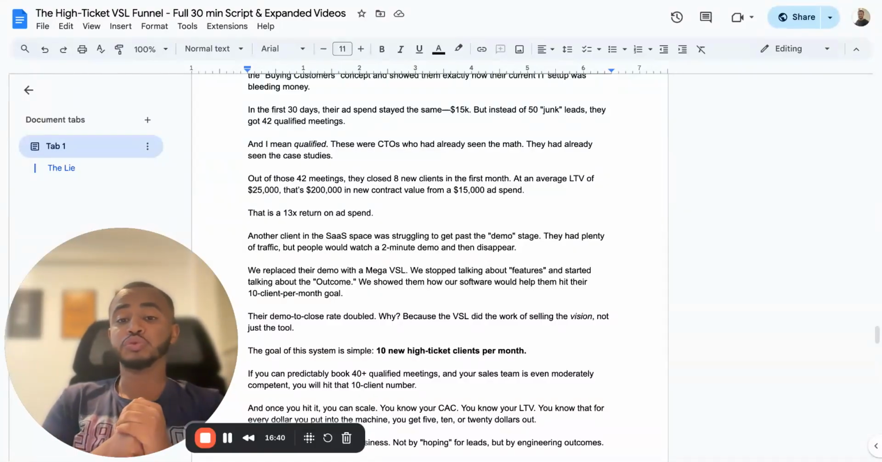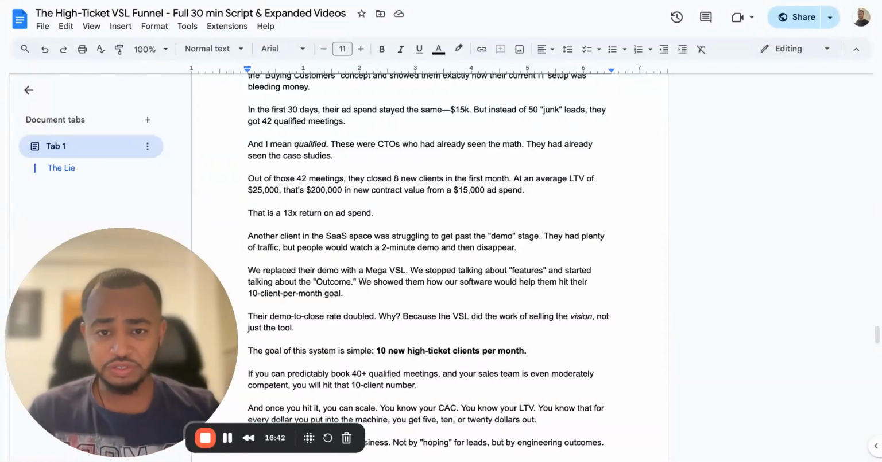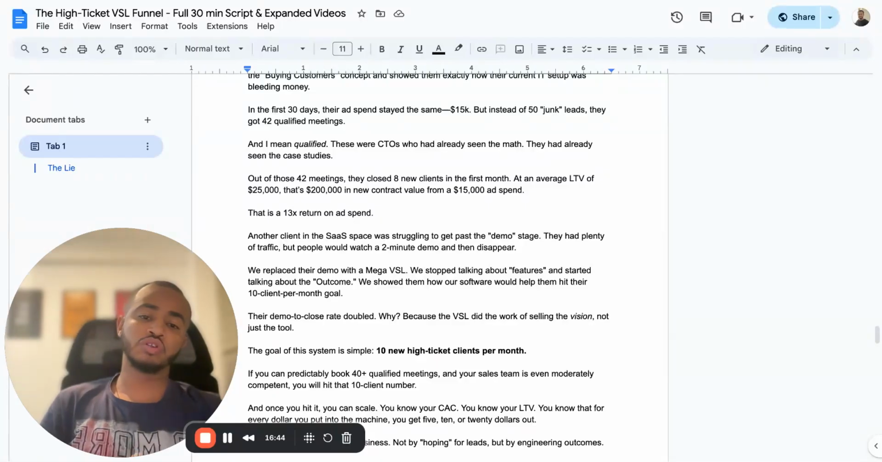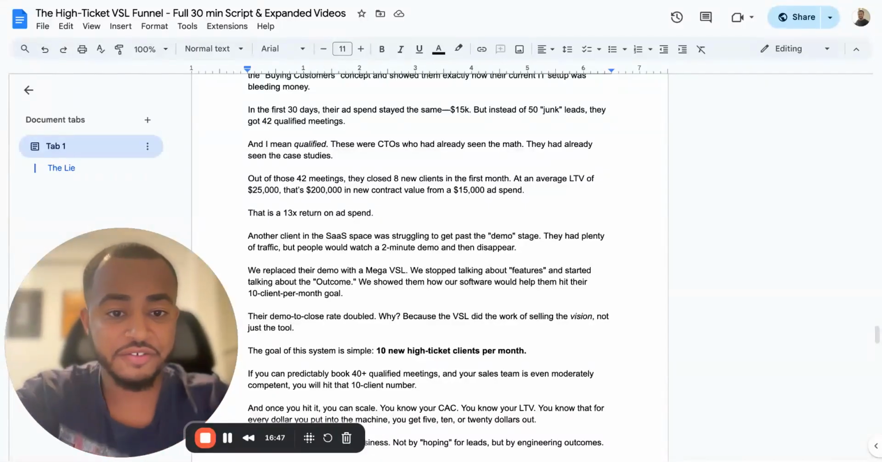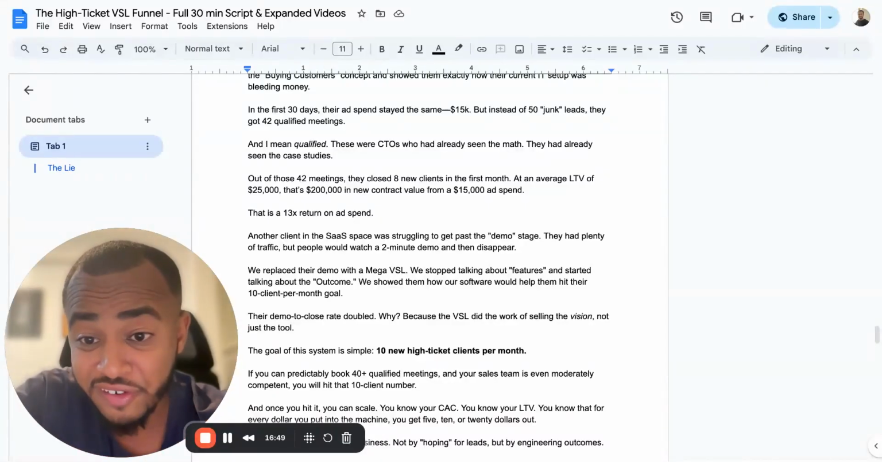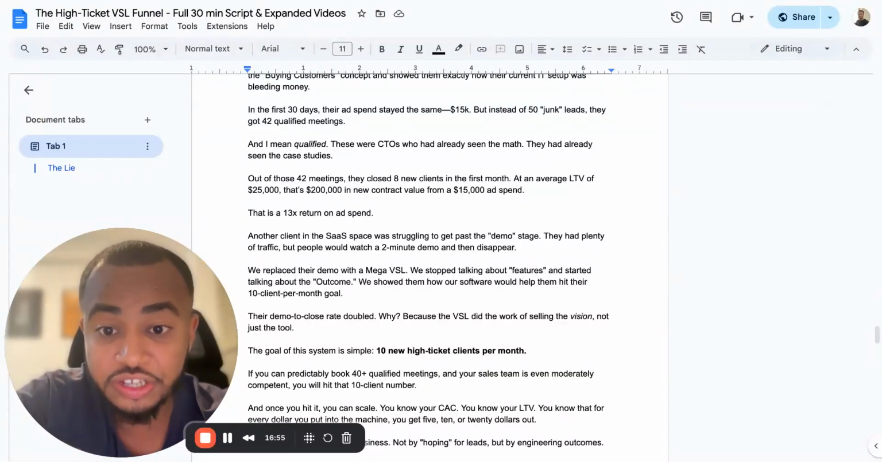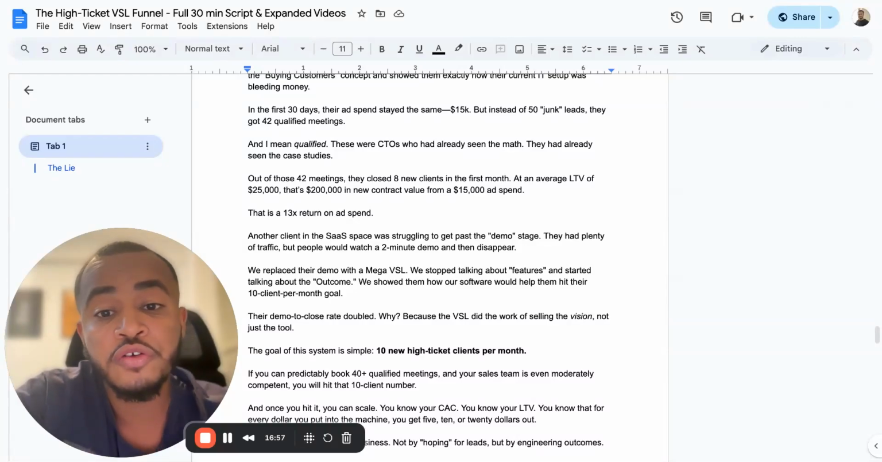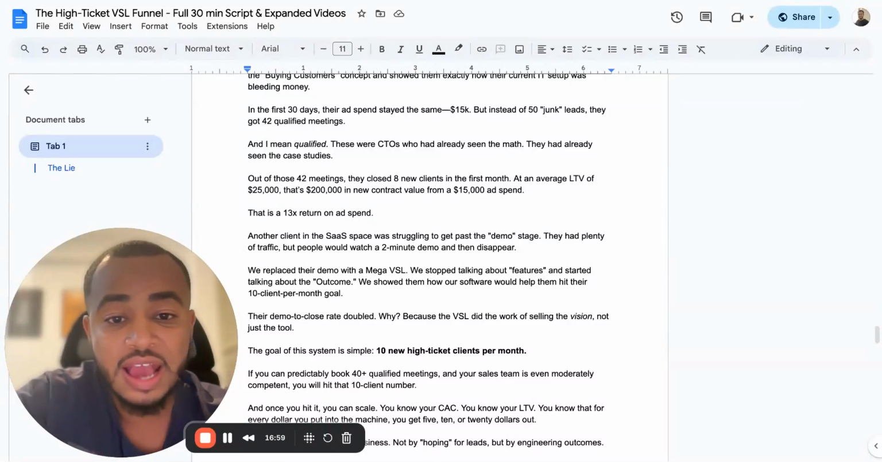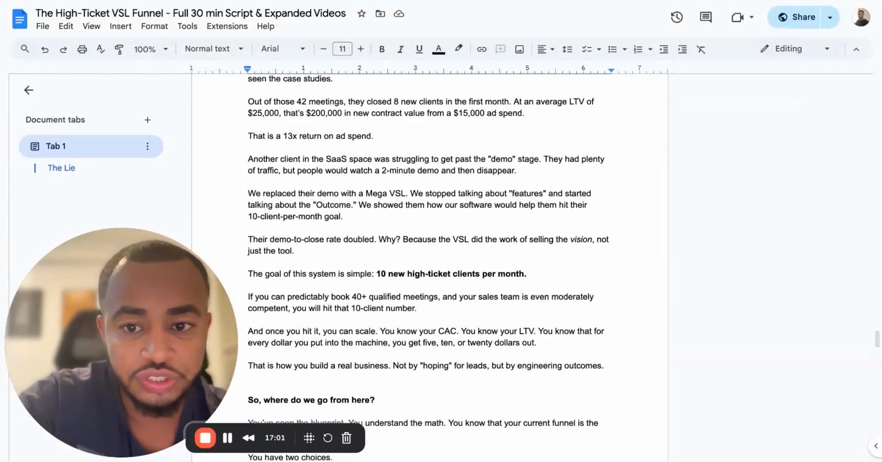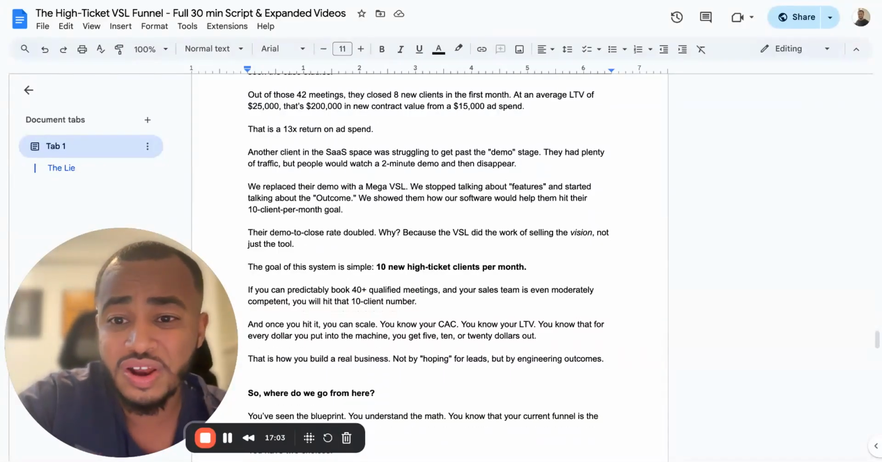Out of these 42 meetings, they closed 8 of them as new clients in the first month at an average LTV of 25 grand. Imagine, 25 grand times 8, that's 100 grand in new contracts, six figures from 15K ad spend. That's certainly a strong return on ad spend.